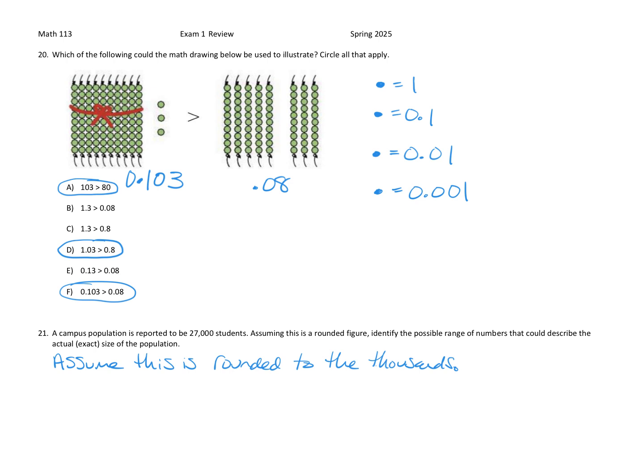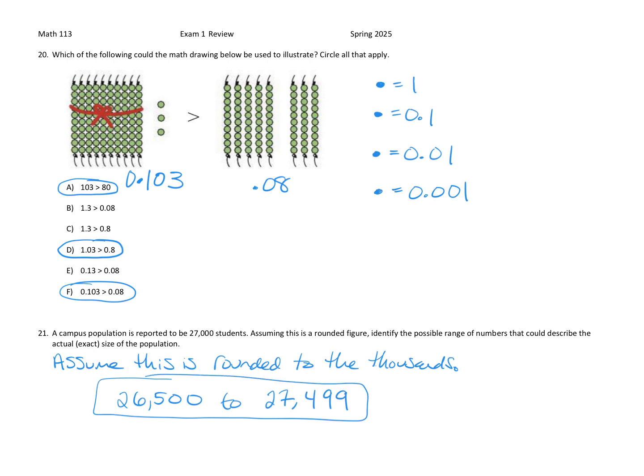Okay. So that means there could have been as few as 26,500 students because that would round up to 27,000. And it could go all the way up to 27,499, because that 27,499 will round down to 27,000. But as soon as you hit 27,500, that would round up to 28,000. So these are the possible actual student sizes.